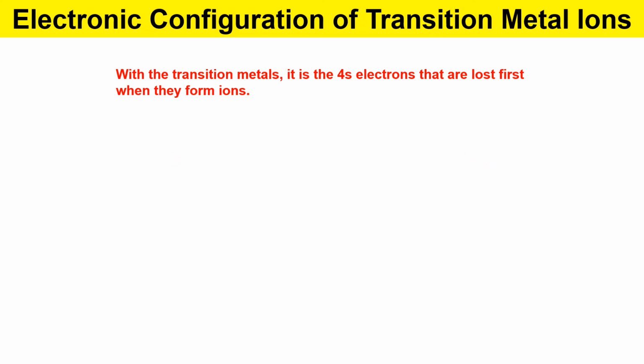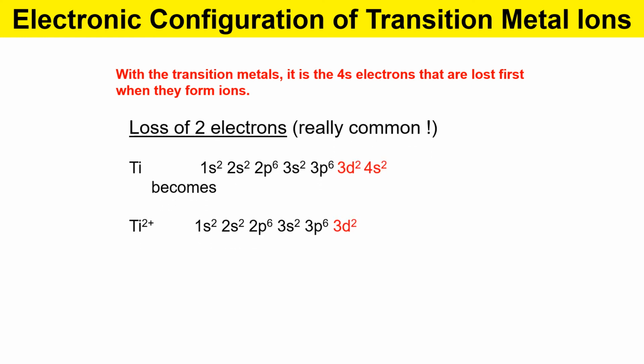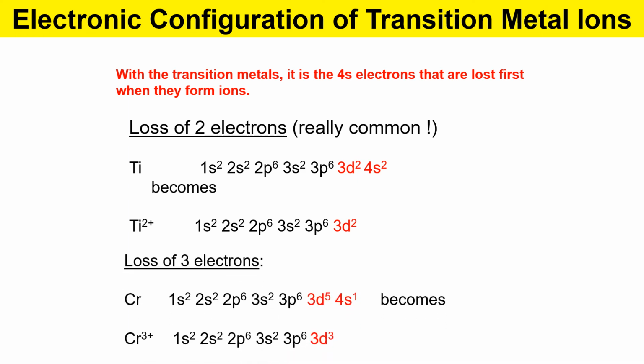What happens with the electronic configuration of transition metal ions? With transition metals, we tend to lose the 4s electrons first when we form ions. So for example, if we look at titanium, when we form titanium 2+, we remove the 4s electrons first. Here's another example. This is chromium, which has the electron arrangement 4s1, 3d5, so it has a half-filled subshell. When we form chromium 3+, we take 3 electrons away. We take the 4s electron away, and then we take the electrons from the d subshell.